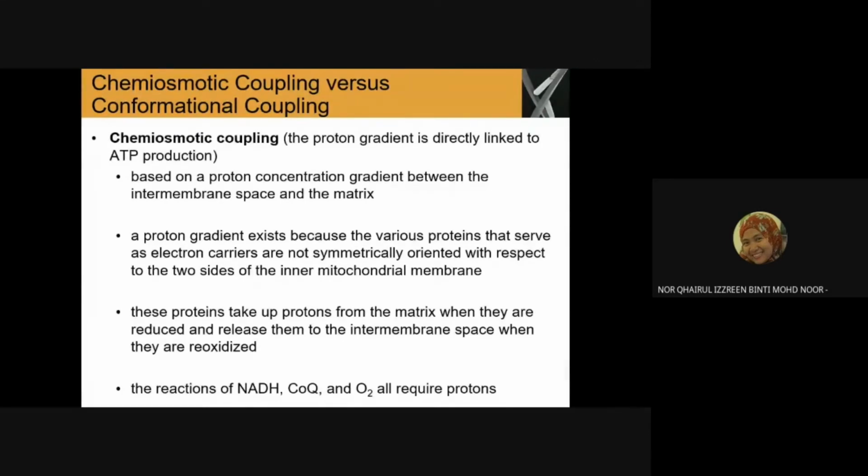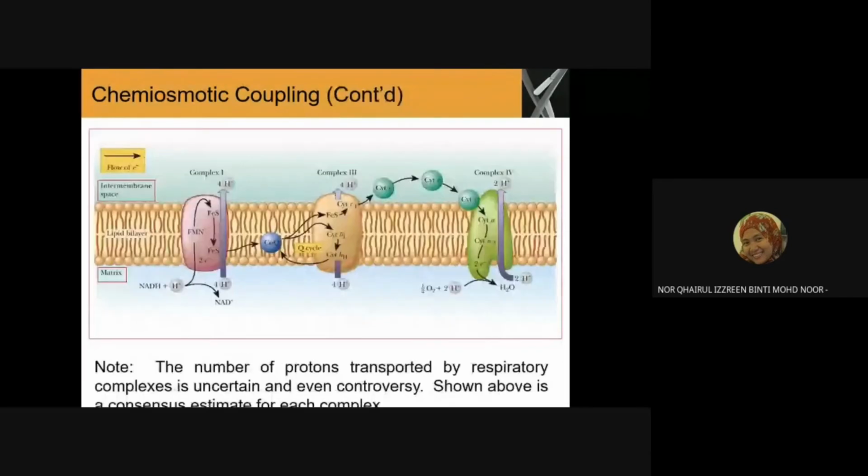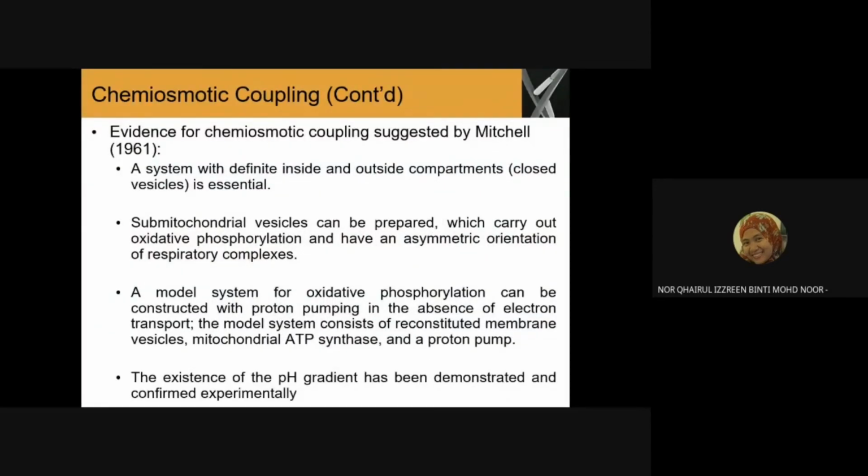So complex 1 to 4 take up protons from the matrix when they are reduced and release them to the intermembrane space when they are oxidized. The reaction of NADH, coenzyme Q or quinone, and oxygen all require protons, or H+. So 4 hydrogen pumped in, 4 hydrogen pumped in, 2 hydrogen pumped in, from the matrix to the intermembrane space. So a total of 10 hydrogen ions. Later on we'll calculate how many hydrogen ions are pumped per cycle. Okay, so we have this chemiosmotic coupling.